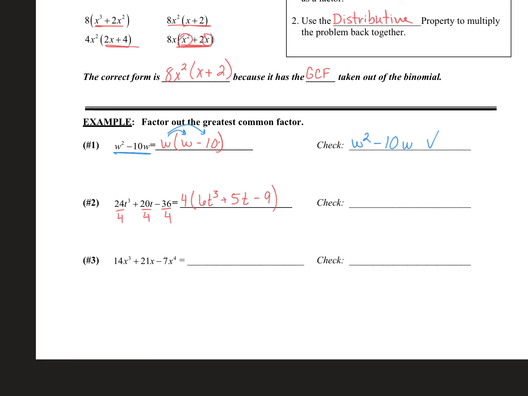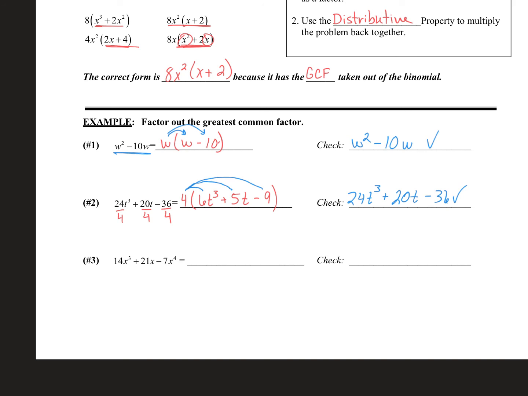And to check that, once again, we'd use the distributive property. So 4 times 6t cubed is 24t cubed. 4 times 5t is 20t. And finally, 4 times negative 9 is negative 36, which was our original trinomial, so we're good. All right, let's take a look at this last one.